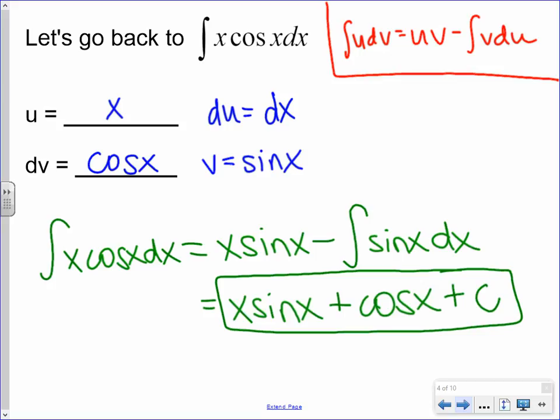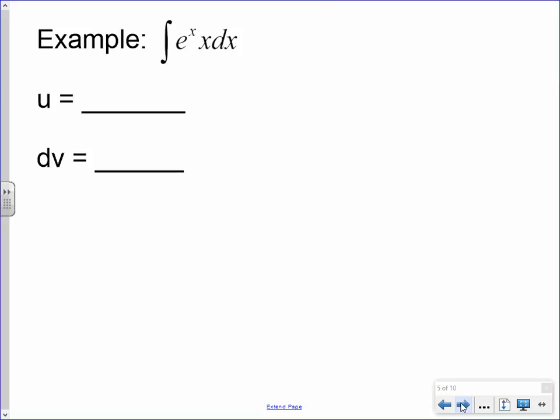Other than that, there are a few different types of things that are going to happen, and we're going to look at those examples so you can see what to look for. Let's try this one: e to the x times x dx. Based on the last example and what we know about x and e to the x, what should be our u? x. Making e to the x dx our dv.